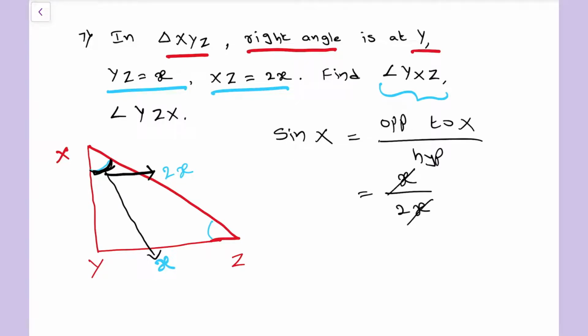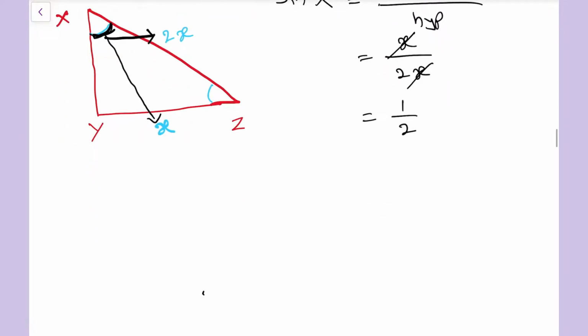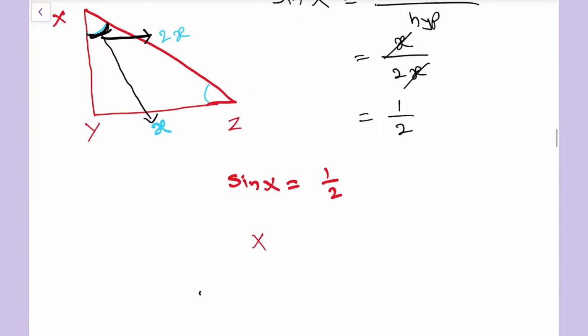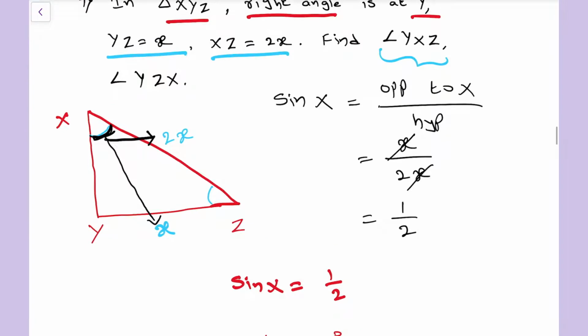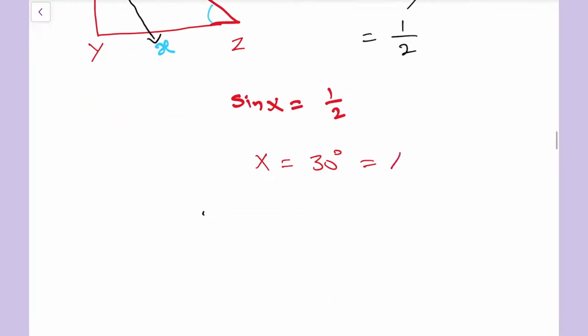Here x will get cancelled, then we remain with 1 by 2. Now if I write this here, sine x is equal to 1 by 2. In sine, which angle is 1 by 2? That is 30 degrees. So x is equal to 30 degrees. This x also can be written as the angle given in the question itself, that is angle YXZ. Angle YXZ is equal to 30 degrees.